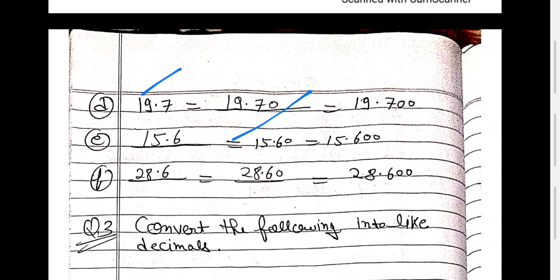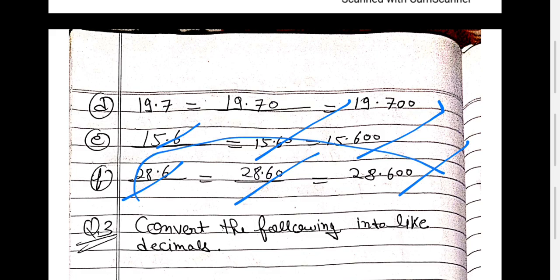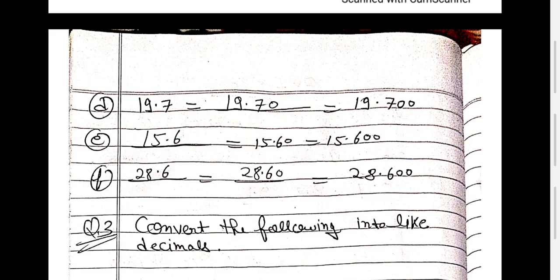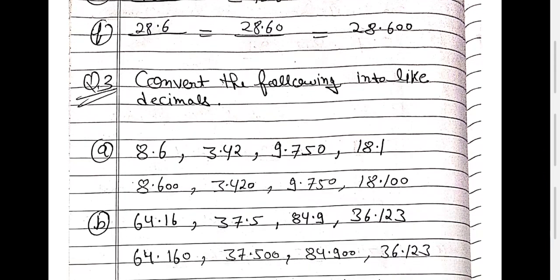19.7, 19.70, 19.700, because after the decimal, zeros are useless, so they all are equal. Suppose you remove this one and remove this one. What will become? 19.7, 19.7, 19.7, all are the same now, so they are known as equivalent decimals. Now 15.6, 15.60, 15.600, like that. 28.6, 28.60, 28.600. You have to fill the blanks, nothing else. So what are equivalent decimals? If all the decimals are the same, they are known as equivalent decimals.